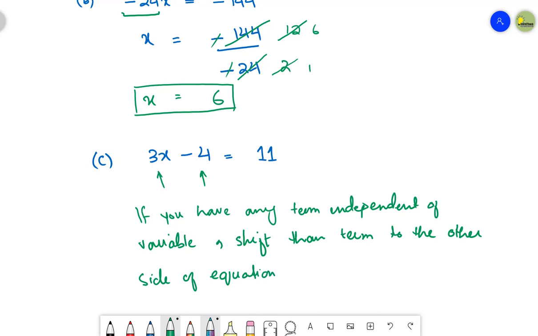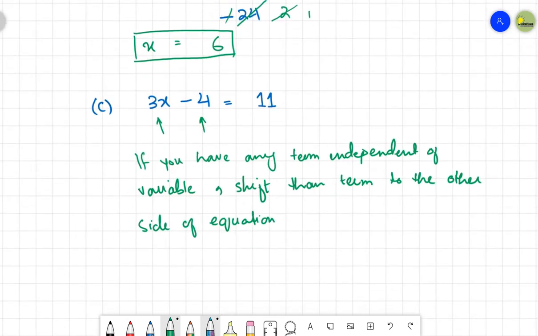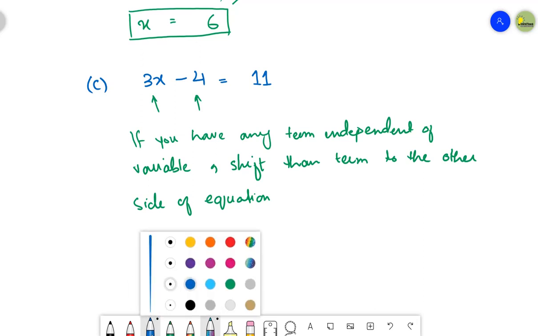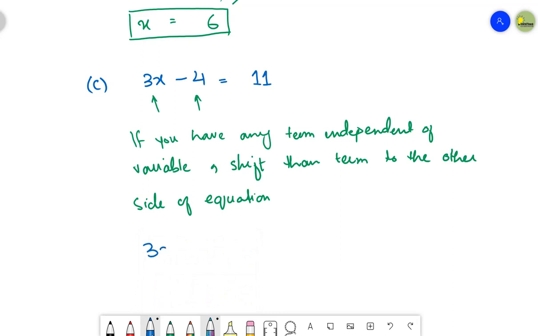So keep in mind, if the equation looks like 3x minus 4 equals 11, then first of all, you can see that you have two terms on your left hand side. Two terms, 3x minus 4. These are two terms. One is 3x and the other is minus 4.